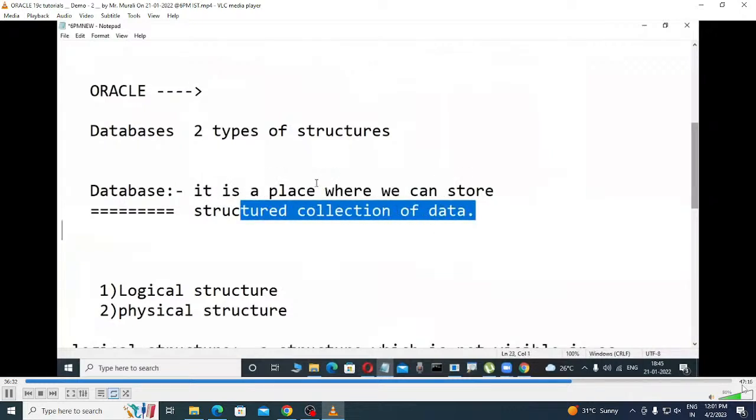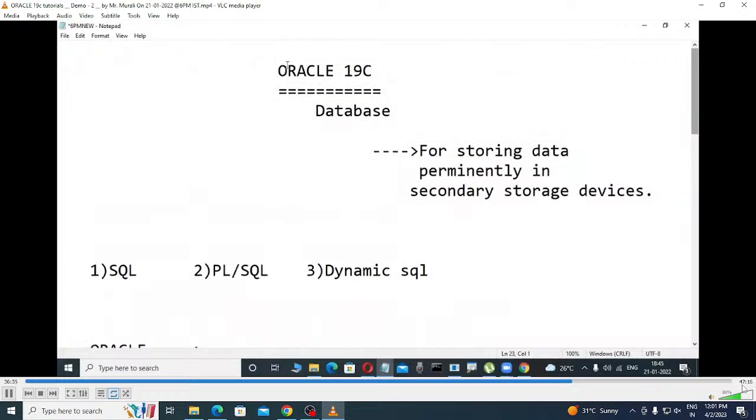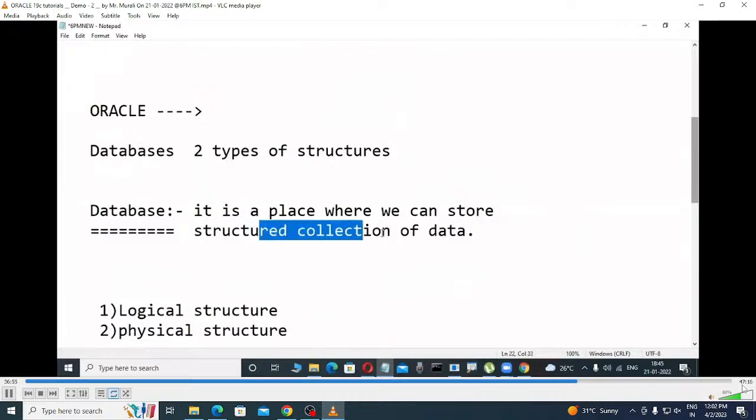Understood? That's why now, this Oracle is a product from Oracle Corporation. In our course, we are learning the 19c version only. This is a database product. What is a database? If anybody asks, as a developer, how do we answer? It is a place where we can store a structured collection of data. This is the logical side we are telling.